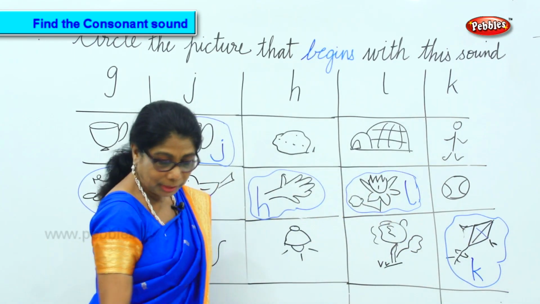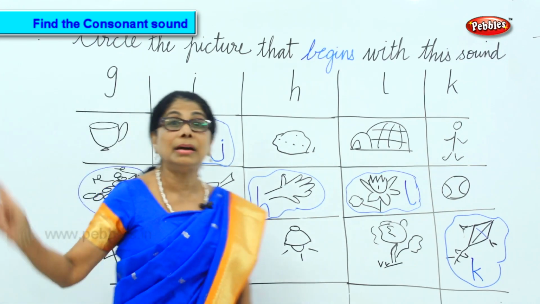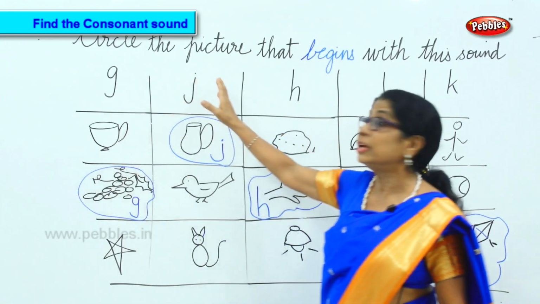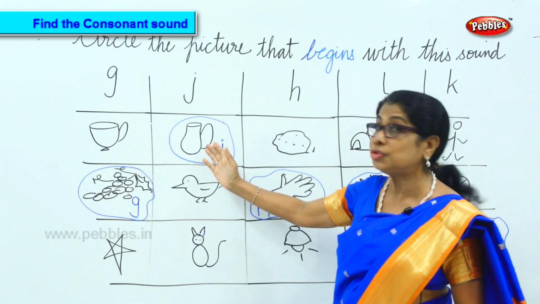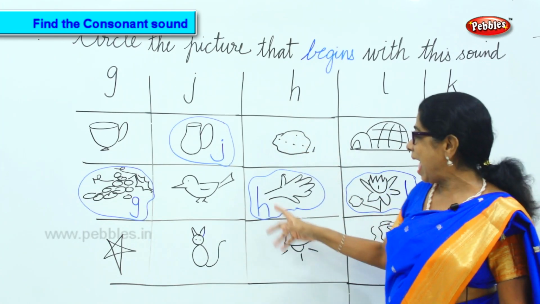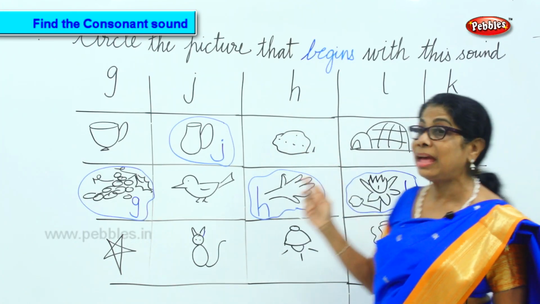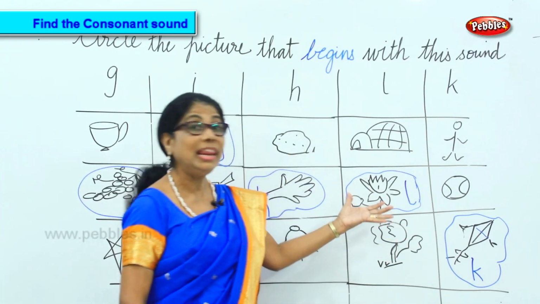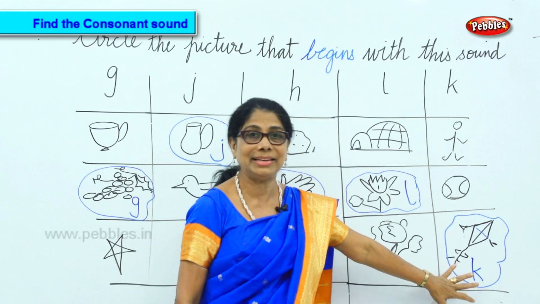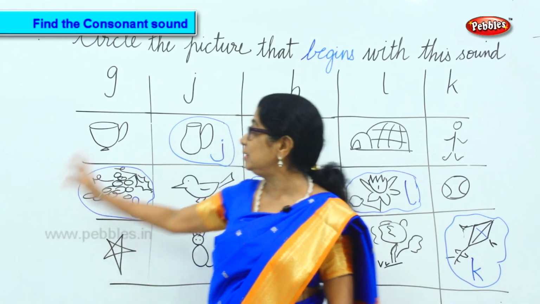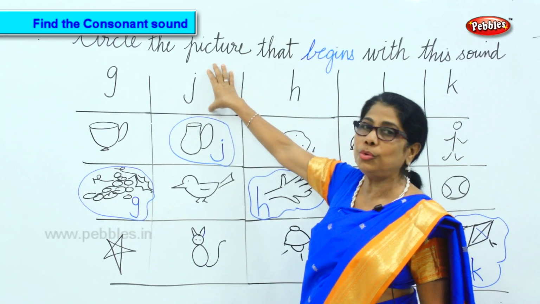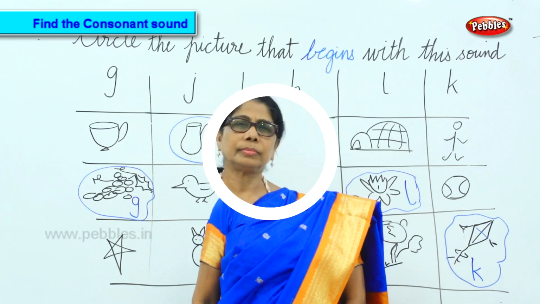So look at this. Let us look at the sounds again. G, grapes. J, jug. H, hand. Then we have lotus. We have K. You have kite. So these pictures you circle begin with the sound you have on the top.